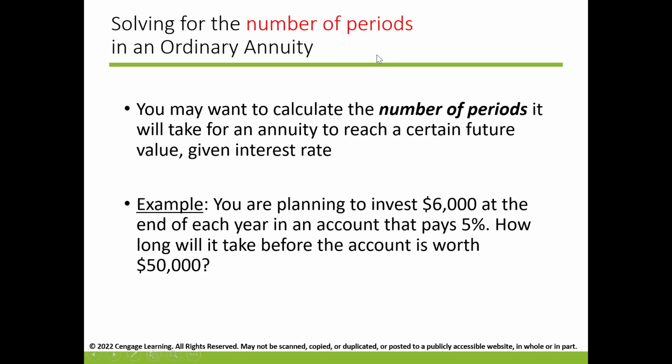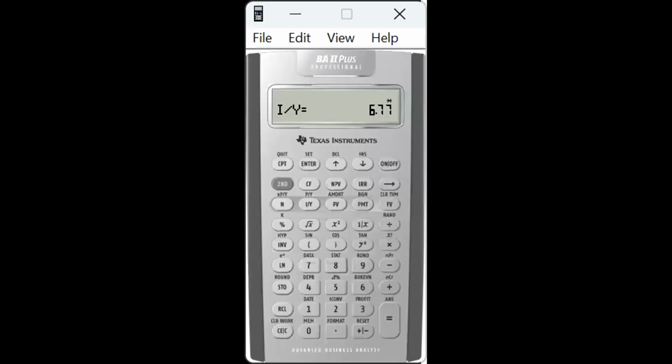Okay, so let's go over this on the calculator. Again, we're going to hit second and clear everything out of here. In this case, we're trying to figure out the N. We know that our interest is going to be 5, so 5 is your IY.